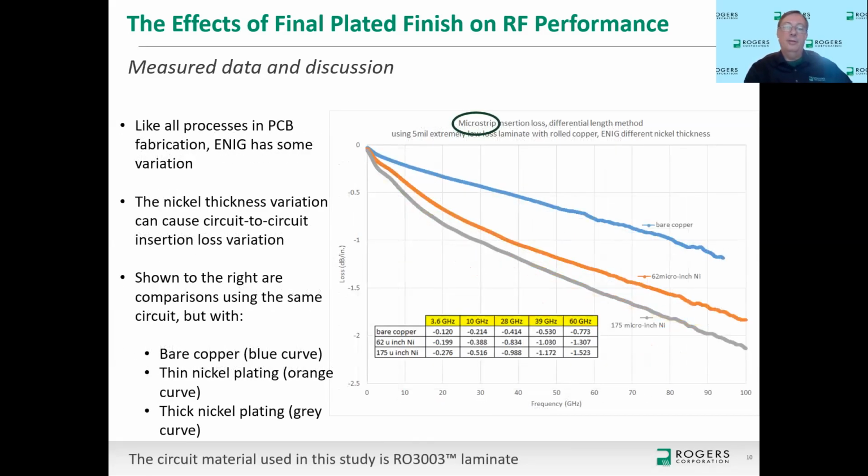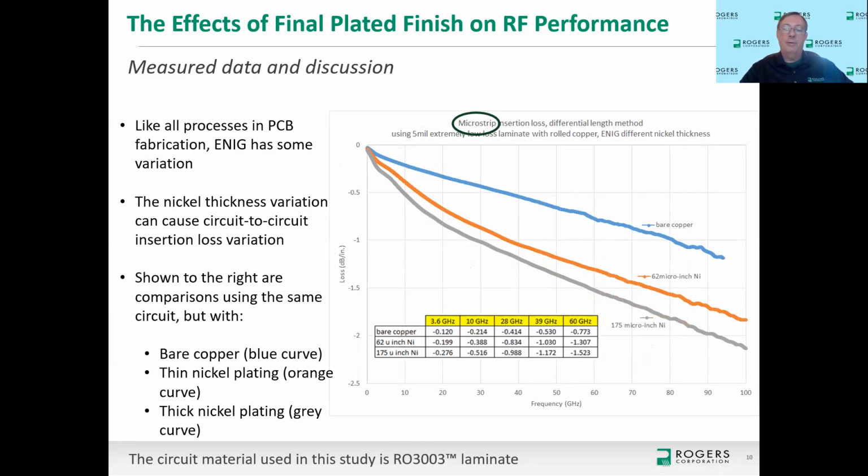Now I want to talk about some process variations that can happen in making circuits and how that can affect RF performance related to final plated finishes. Here I'm showing an example of a microstrip transmission line circuit. I'm using a differential length method.